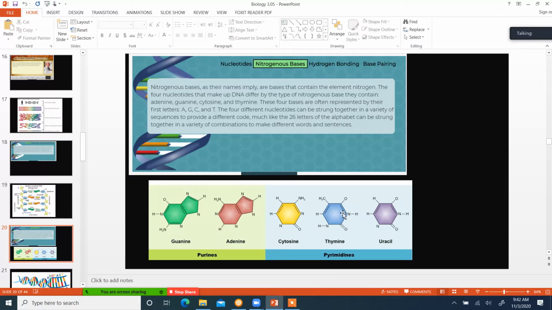Now, this one over here is called uracil, U. It is basically the same as T, except it's only in RNA. So in DNA you have T, but in its place in RNA, you have U. T and U are basically interchangeable. They're basically the same thing, except in DNA you have T, and in RNA you have U.